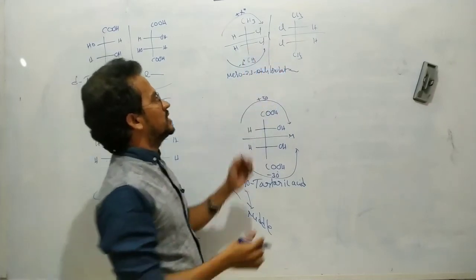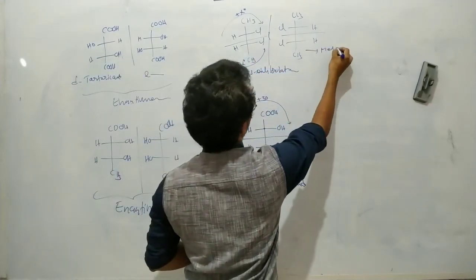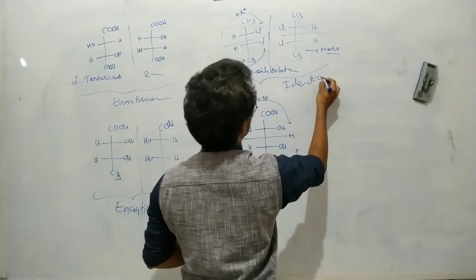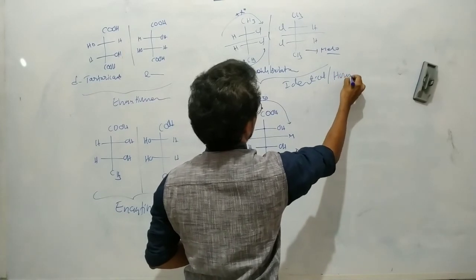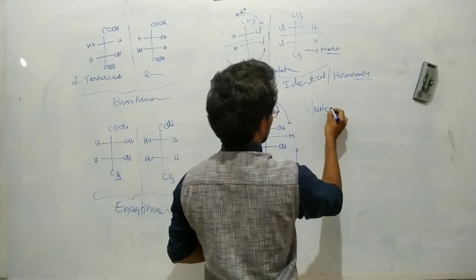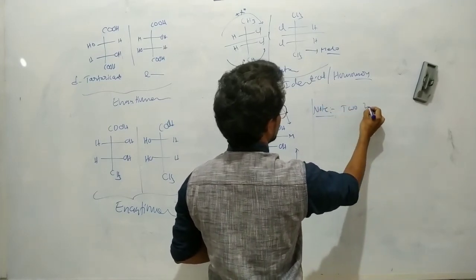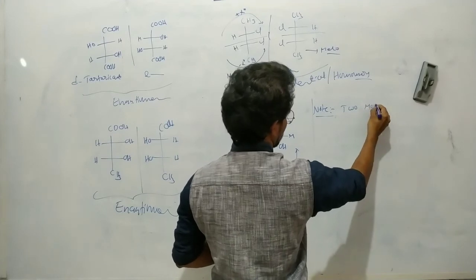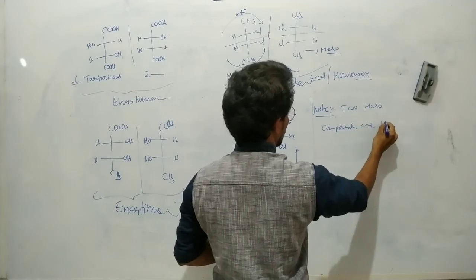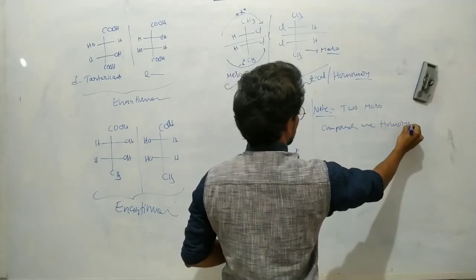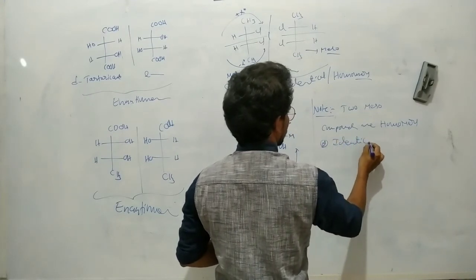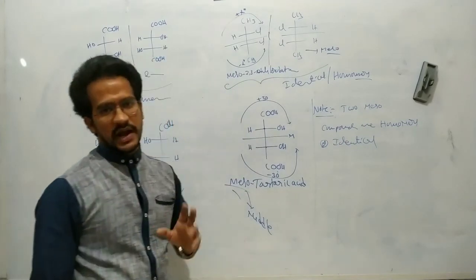Now here it is a meso compound. This one also a meso compound. This one also a meso compound. Here two meso compounds are identical. Two meso compounds that are identical are also called homomers. Important point, let us make a note of it: two meso compounds are homomers, are identical.